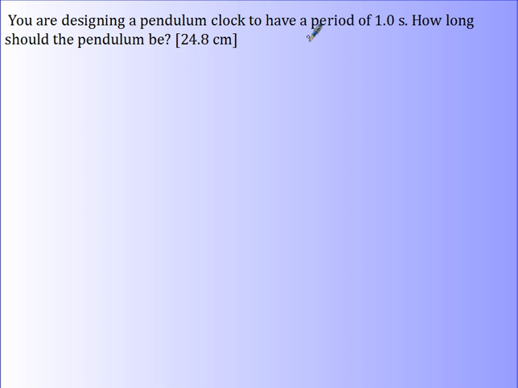Now, you're designing a pendulum clock to have a period of 1 second. So T equals 1 second. How long should the pendulum be? We're looking for L. Well, let's see. I know the period is 2 pi square root of L over G, and I'm looking for L. So I'm going to solve this for L.